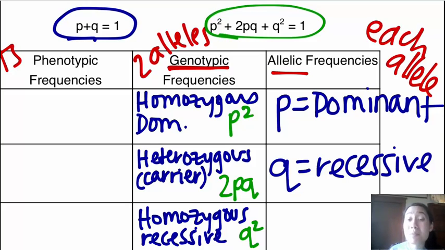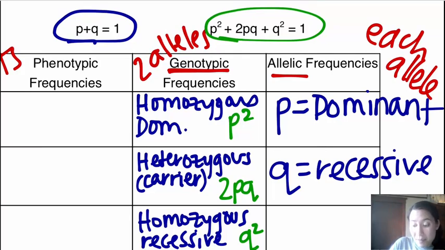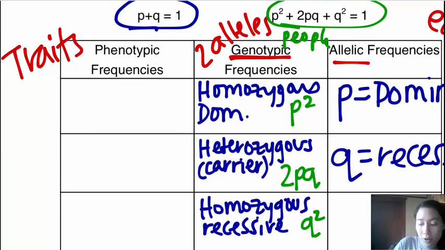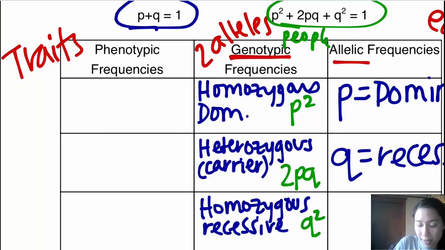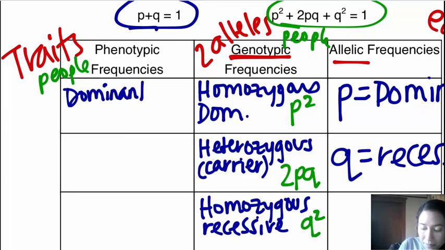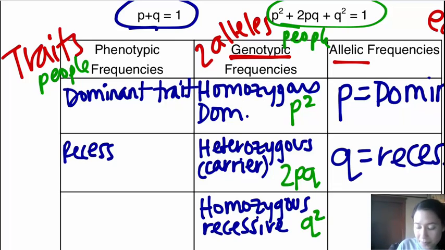Very rarely will a problem be kind enough to give you the allelic frequencies outright. They're much more likely to give you the genotypic frequencies and make you figure it out. So genotypes are something that we see in people. Allelic frequencies are not. The other thing that we can see in people are the phenotypic frequencies, which are my traits, which are also in people. And with our traits that we see in people, we once again have dominant traits and recessive traits.